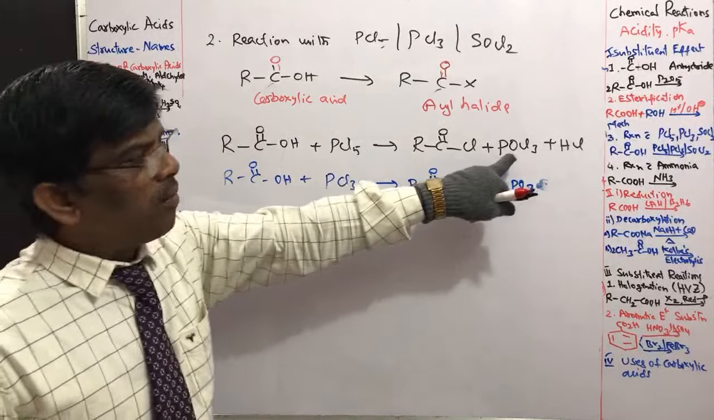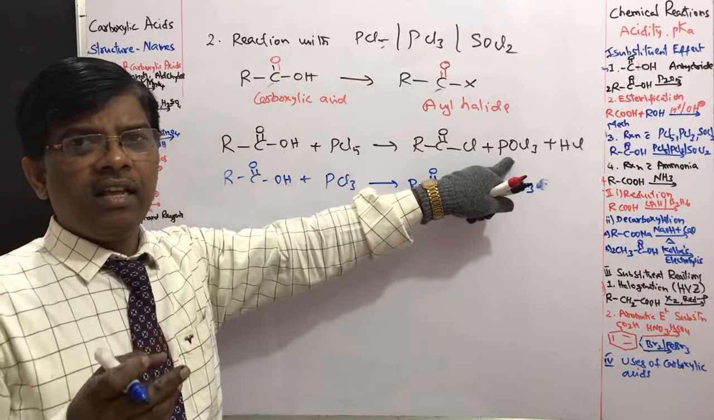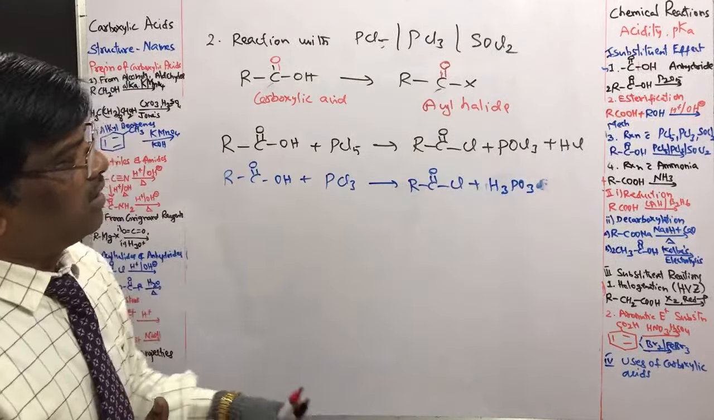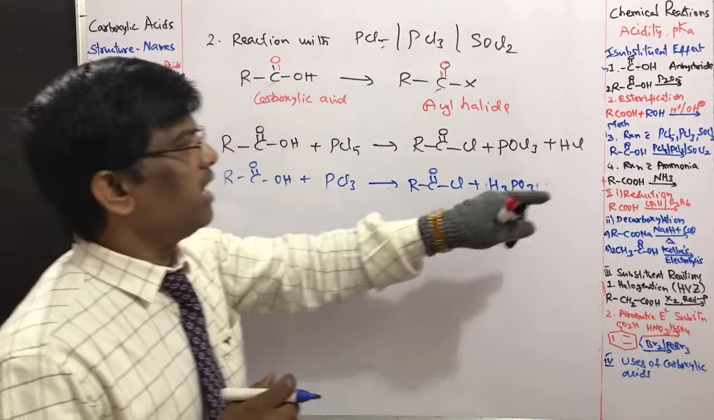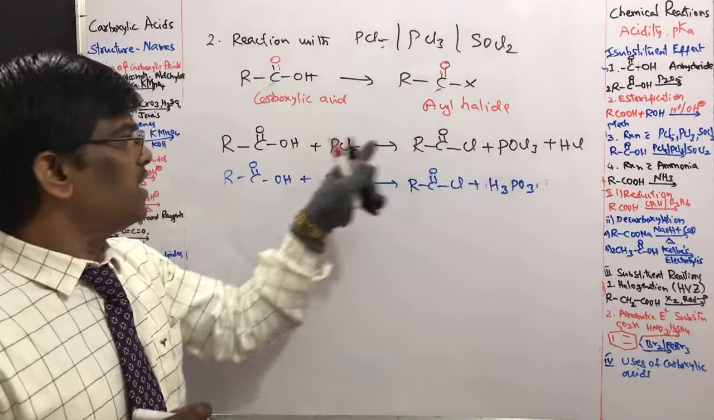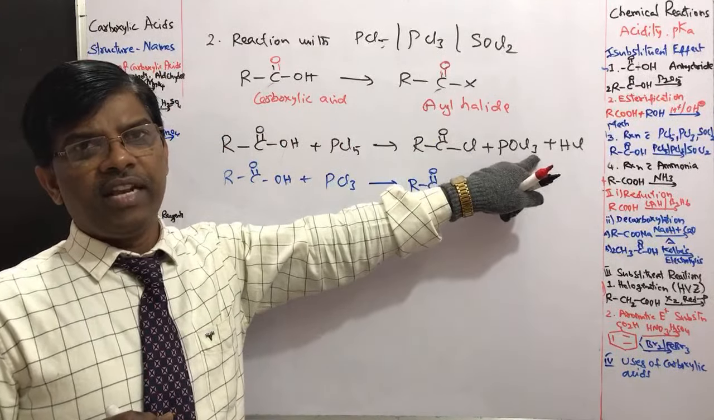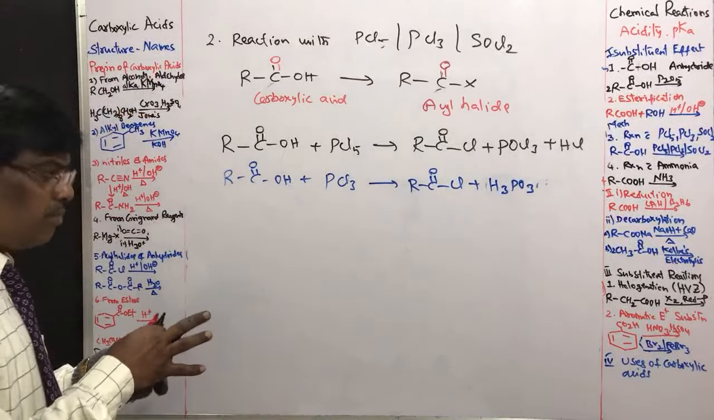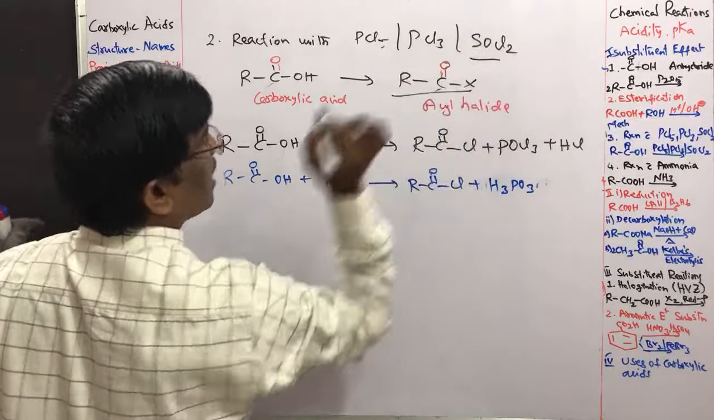However, the removal of POCl3 is very lacrimatory, which means your eyes will water, so tears will come, right? So use of PCl5 and PCl3 is lacrimatory, and it is very tough to handle this type of reaction in the laboratory. So the best method to make acyl halides is the use of thionyl chloride.